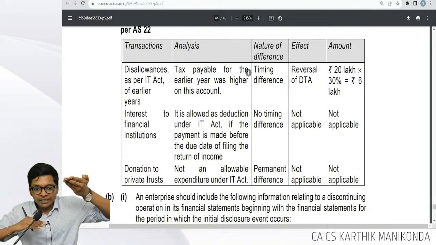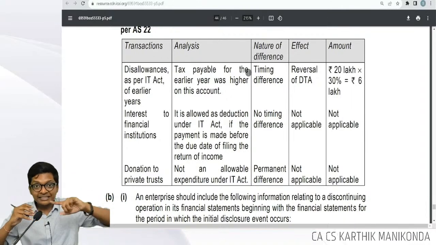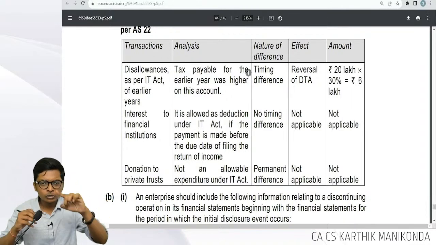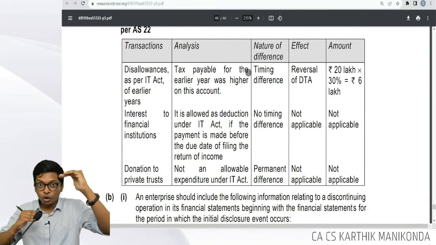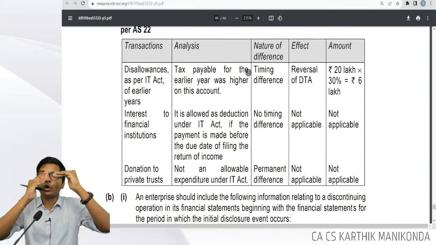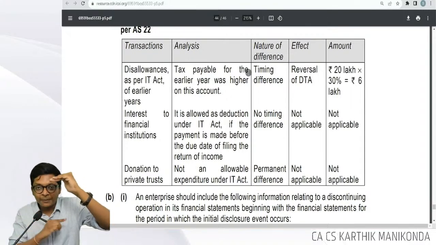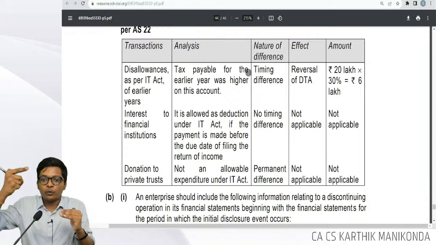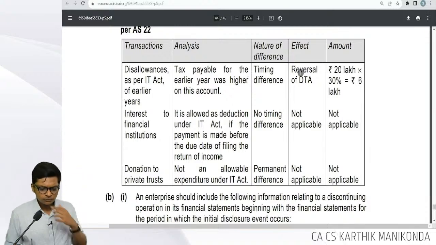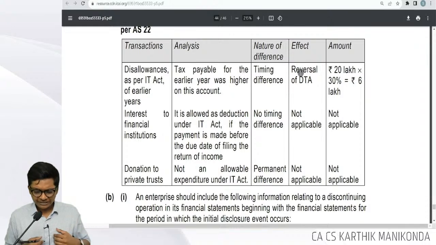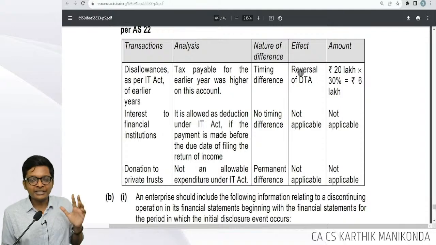So, since accounting profit is low, look at this guys. Disallowance as per IT Act means tax profit would have been high, accounting profit would have been low. So, from accounting profit I have to go up. If I have to go up, I have to credit my P&L. Crediting my P&L is debiting what? Deferred tax asset. So, first case, deferred tax asset. Are you following guys?